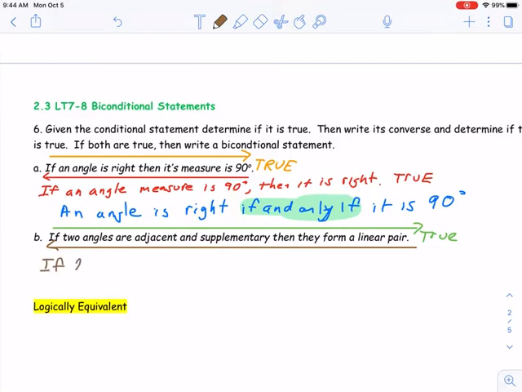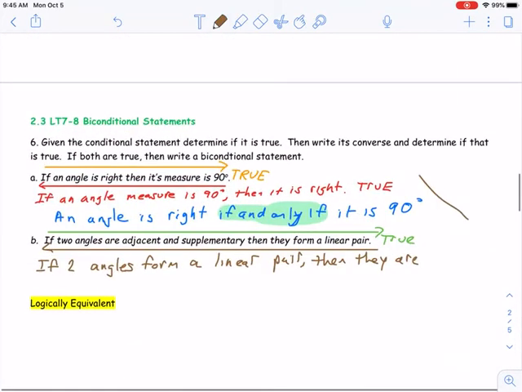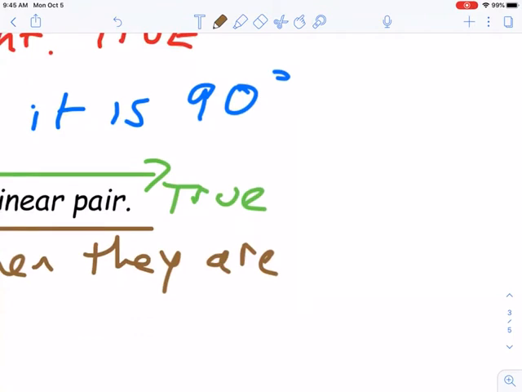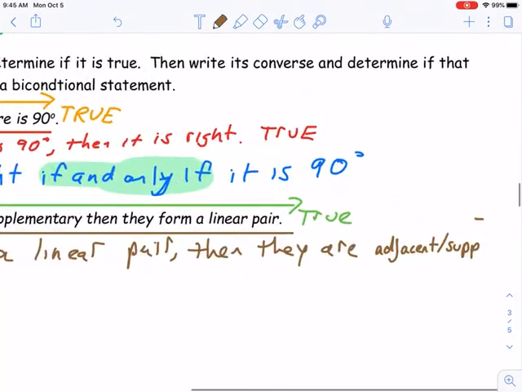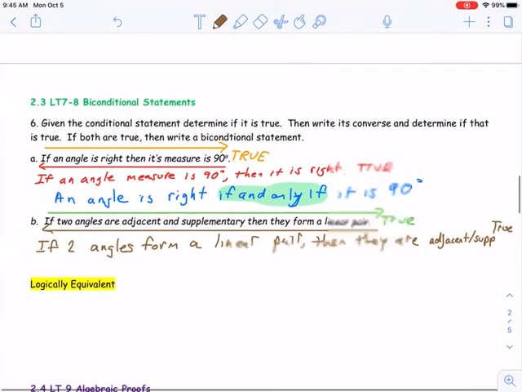If two angles form a linear pair, then they are adjacent and supplementary. I'm just going to shorthand it, running out of room: adjacent/supp. And that is true. All right, linear pairs are adjacent and supplementary.